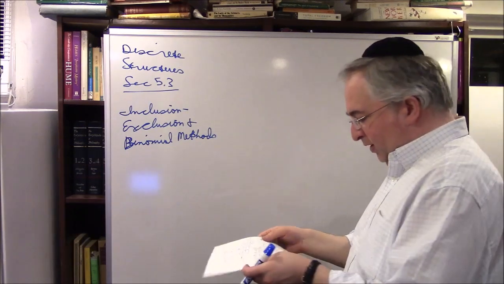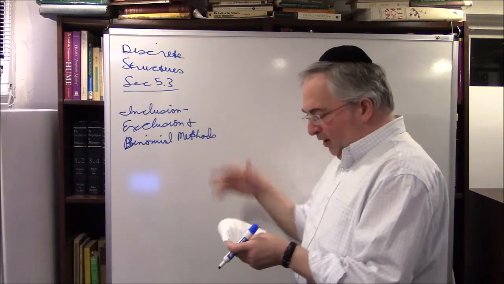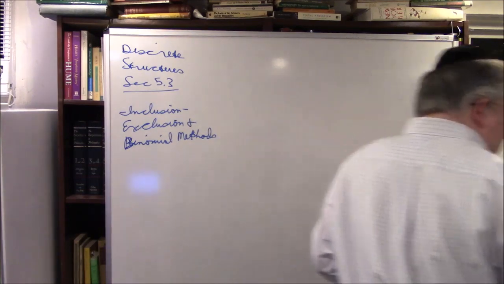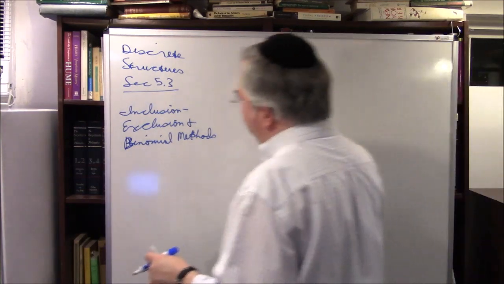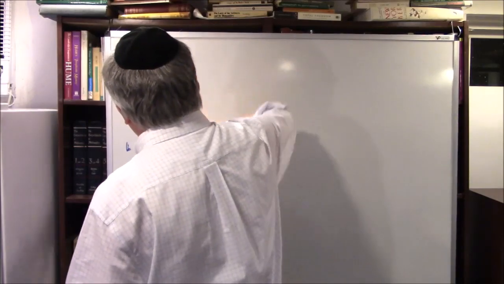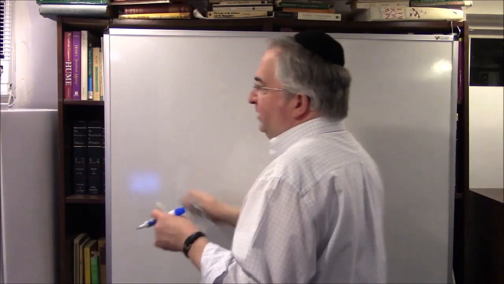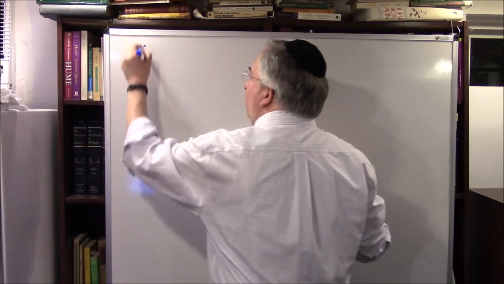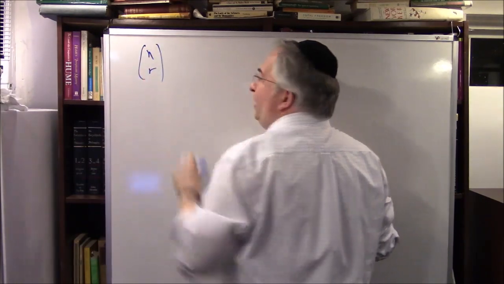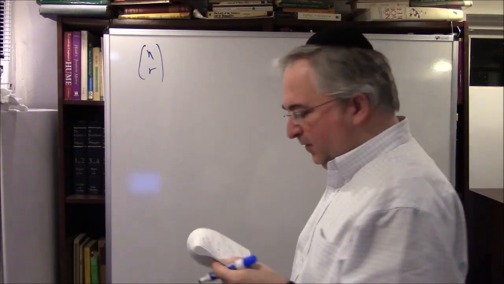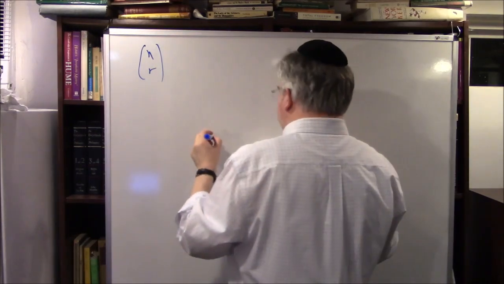Again, we'll do examples later on of using this thing, but that's not important. Great. Let's talk about the binomial methods. The idea is that these n choose r show up lots of different places, and we want to explain where they show up.